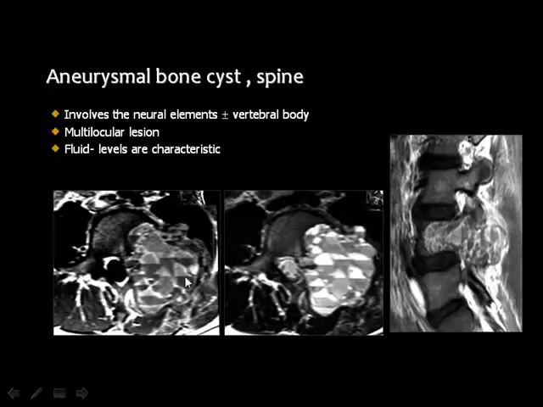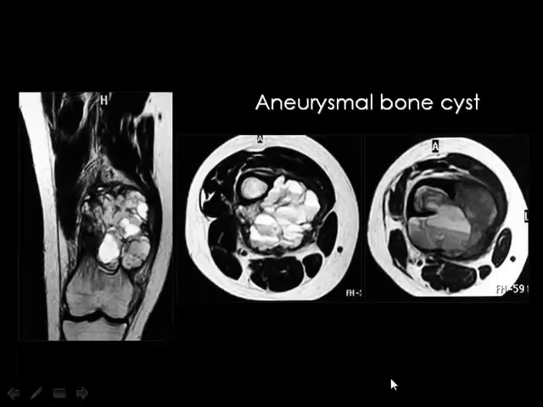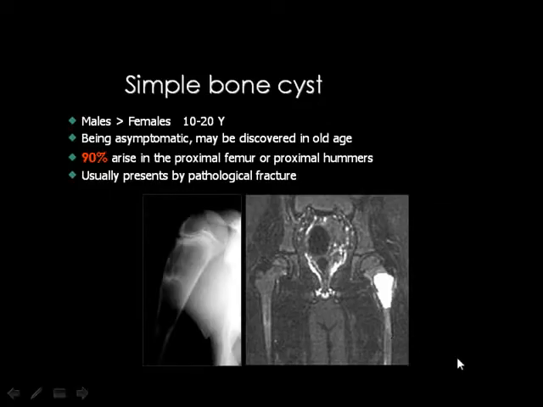And this is a classic appearance of an aneurysmal bone cyst in the spine. And you can see the multiple fluid levels in the expanding lesion affecting the pedicle, the lamina, and part of the vertebral body. It extends also posteriorly, as you can see. Then this is an aneurysmal bone cyst of the calcaneus, diagnosed by the presence of these fluid levels seen in the CT image. Another aneurysmal bone cyst of the distal part of the femur, showing the classic fluid levels inside the aneurysmal bone cyst.